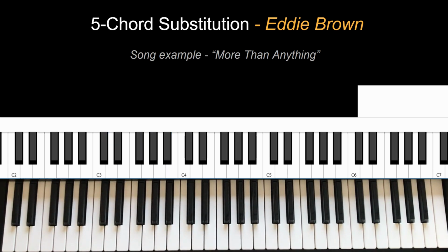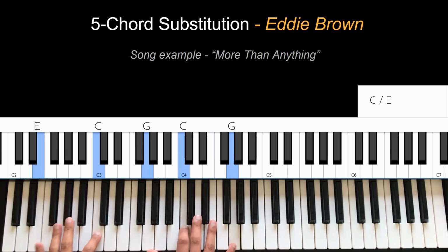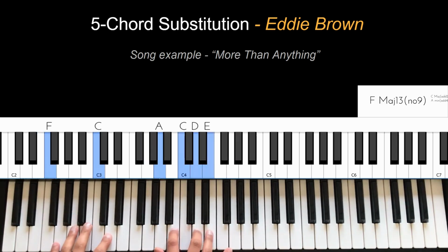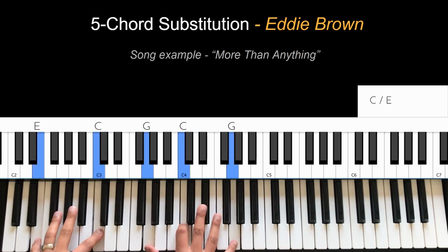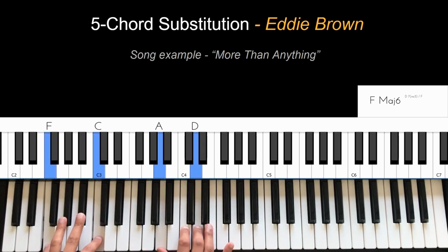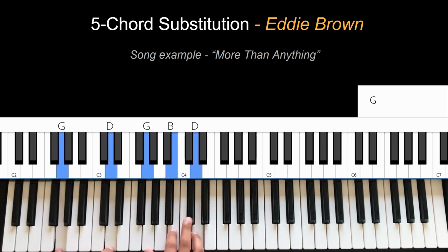Okay, so I'll do the same melody that I just played. It's from the song More Than Anything. So it goes... Okay, that's the 1, 4 to the 5. Nice, simple, easy progression. When we play this chord, the G chord, that's when we're going to do the substitution.